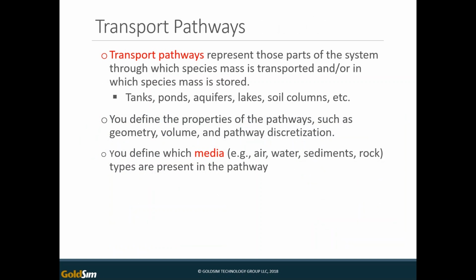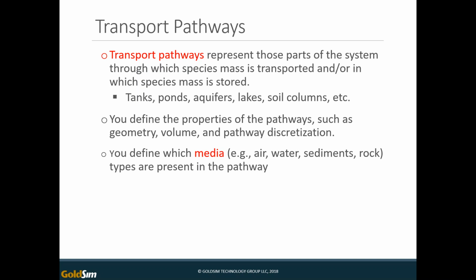So the transport pathways represent those parts of the system where we're going to transport or store our species. If you're modeling a plant of some sort, these just might be a series of tanks. Each tank is a transport pathway. If you're modeling an environmental system, these transport pathways might represent ponds or reservoirs, aquifers, soil columns, or could represent an atmospheric column. So there are basically those parts of the physical system where species are transported or stored.